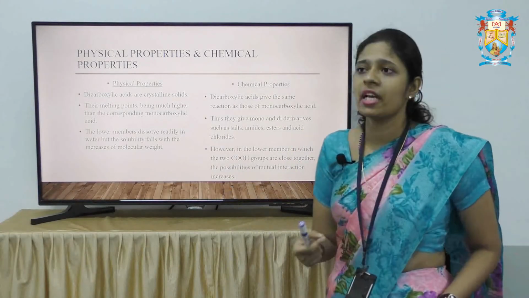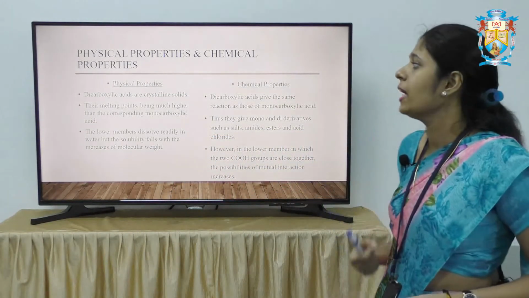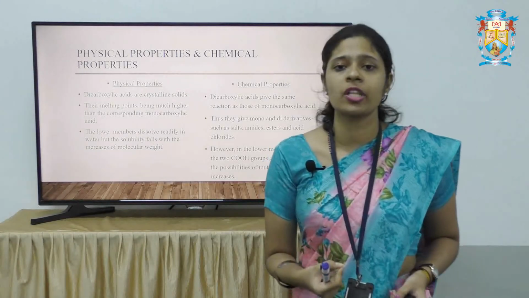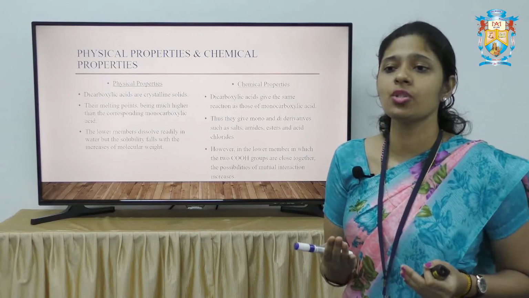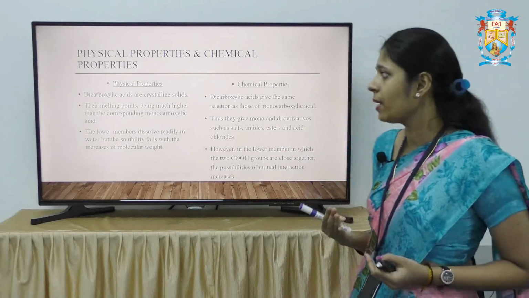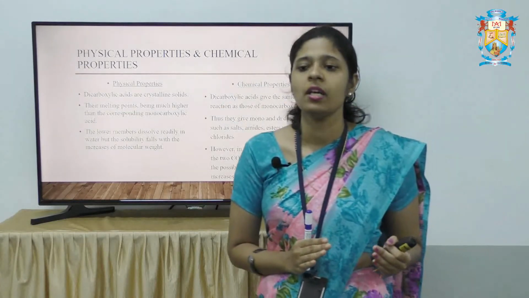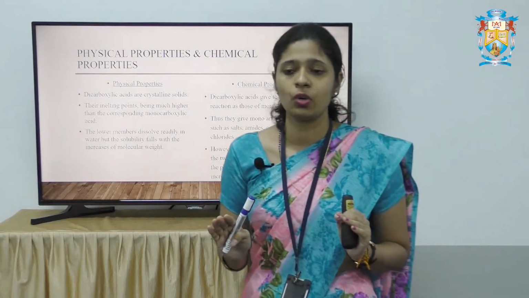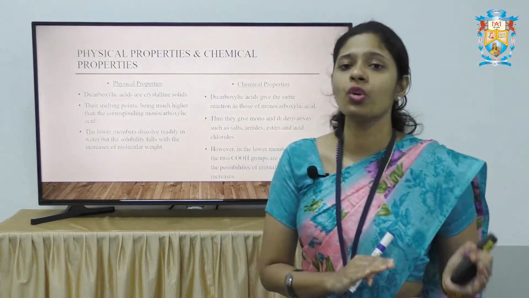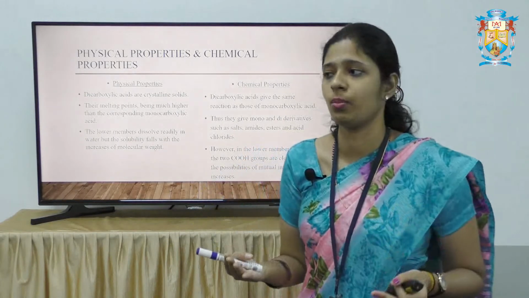Next, we will study the physical and chemical properties of dicarboxylic acids. In physical properties, the dicarboxylic acids are crystalline. So when we see the compound, it appears to us as crystals. The second property is that the melting point will be higher than that of monocarboxylic acid. Dicarboxylic acid contains 2 carbonyl groups and 2 hydroxyl groups. So in comparison with monocarboxylic acid, the dicarboxylic acid will have a higher melting point.